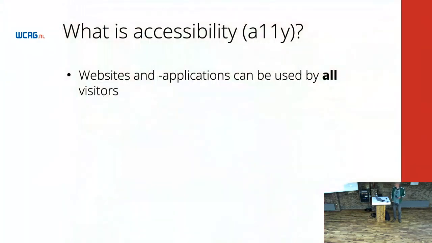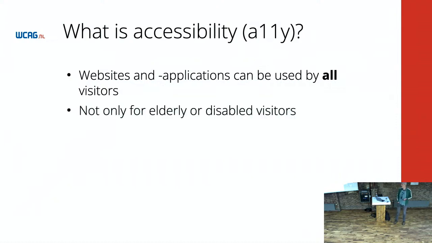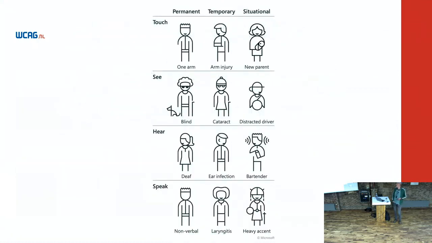So what is accessibility? Accessibility means that websites and web applications can be used by all visitors. So it's not only for elderly or disabled visitors, which some people might think. It's for everybody.